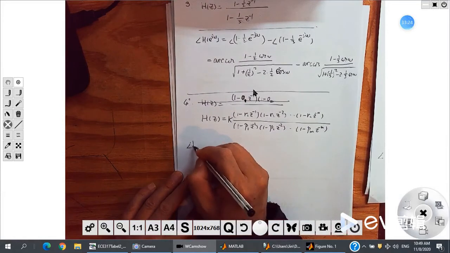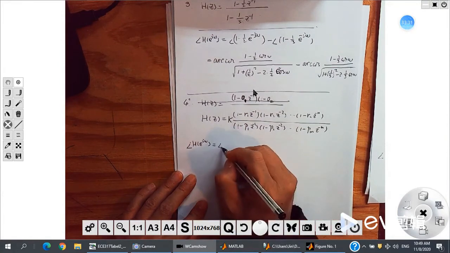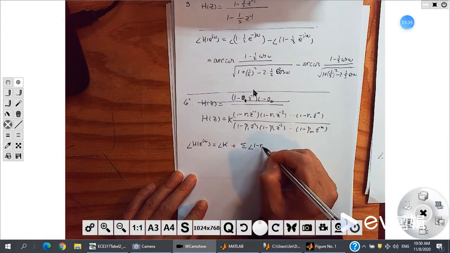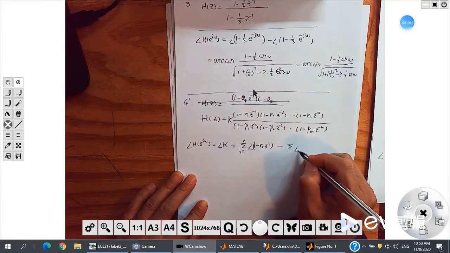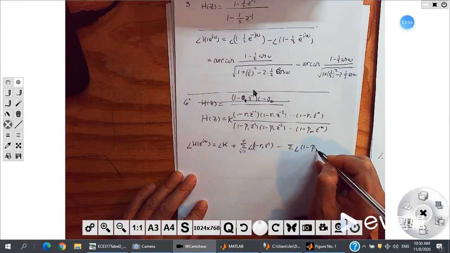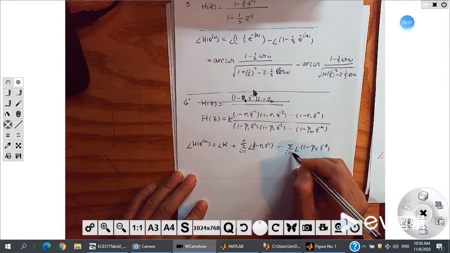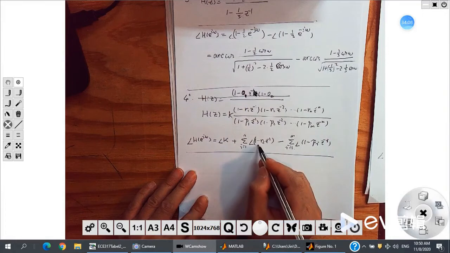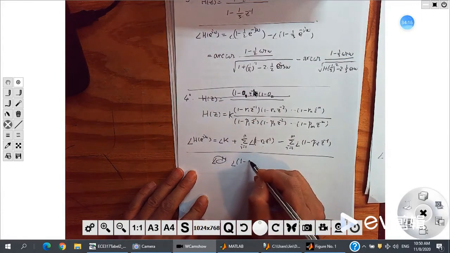Then the angle of H(e^jω) will equal the angle of K plus the summation of the angle of 1 minus r_i z^-1, i running from 1 to N, minus the summation of the angle of 1 minus the poles, p_i z^-1, where i will run from 1 to M. So the angles look like this, and each term is the angle of 1 plus or minus a, for any constant a.